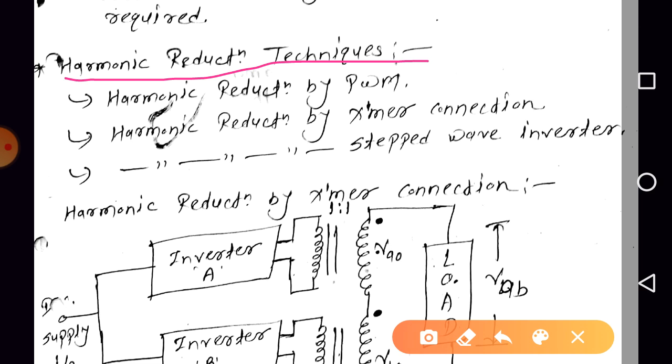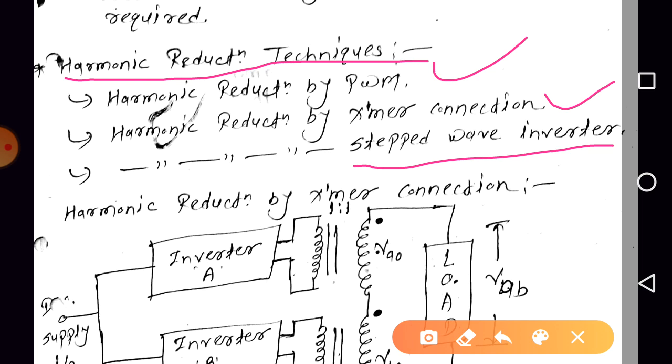Next, harmonic reduction techniques. Harmonic reduction by the pulse width modulation technique we already discussed. By using a specific pulse width in single pulse width modulation, we can remove a specific harmonic. We derived that for removing the nth harmonic, the required pulse width is 360 by n. So for the third harmonic it is 120 degrees, and for the fifth harmonic it is 360 by 5, that is 72 degrees. Next, harmonic reduction by transformer connection and by stepped wave inverter.